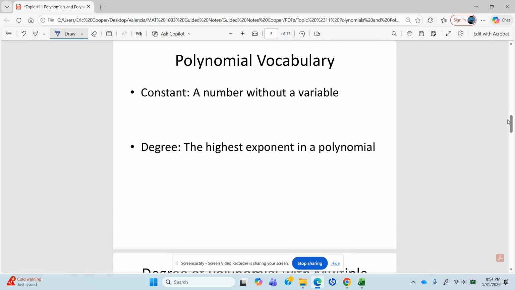A constant is simply a number that doesn't have a variable. So for example, let's say I gave you the polynomial 5x squared minus 12x plus 3. This 3 right here is the constant. It doesn't have any variables attached to it.